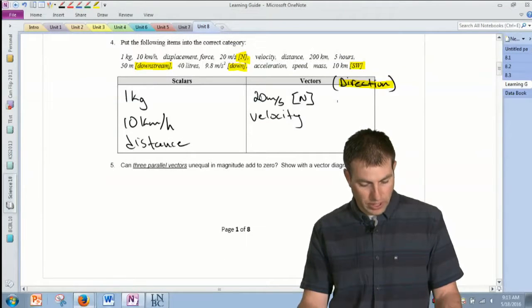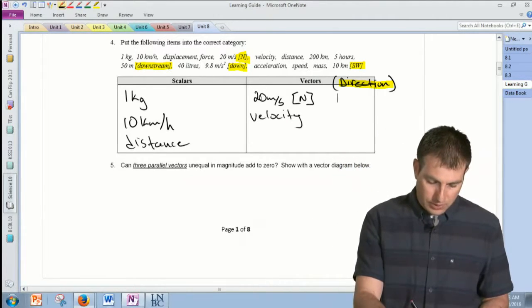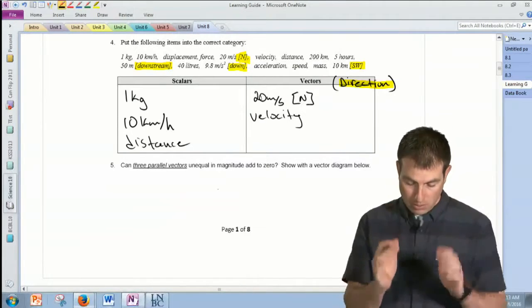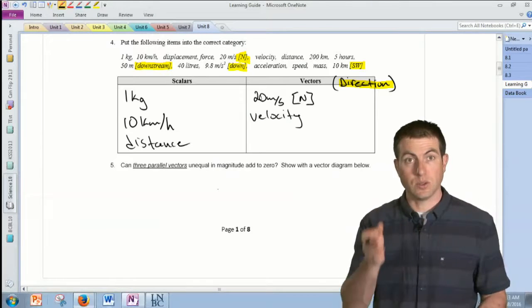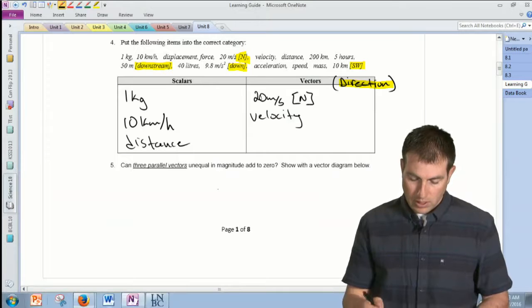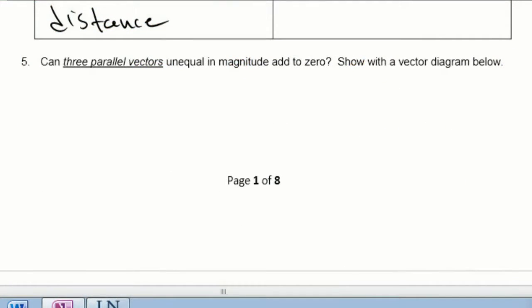Can 3 parallel vectors, unequal magnitude, add to 0? All right, that's a good question. So parallel means that obviously they're going in the same plane. So we could think about it in terms of up, down, forward, backwards, north, south, east, west. Doesn't really matter. So let's start with a vector. Let's draw it horizontal. All right, so there's a vector. I don't know what length it has. We'll call it 10.